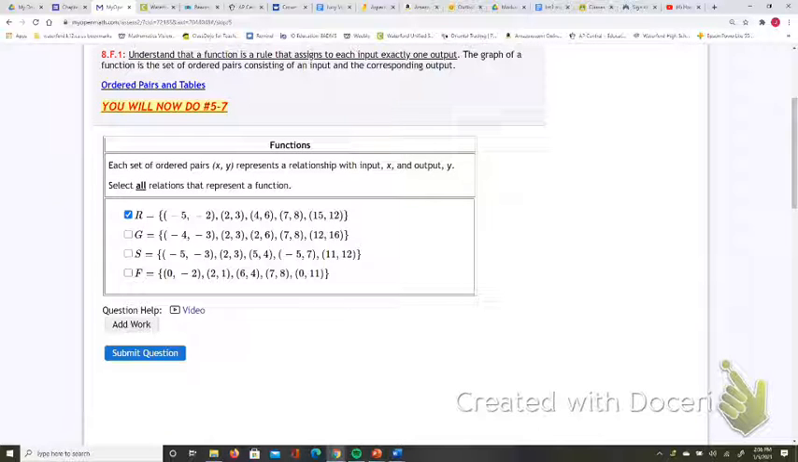Okay, now we look at the last one. 0, 2; 6, 7; 0, -2; 0, 11. Nope, when I punch 0, I don't know which candy bar I'm getting, not a function. So on this one, R is the only one that is a function.